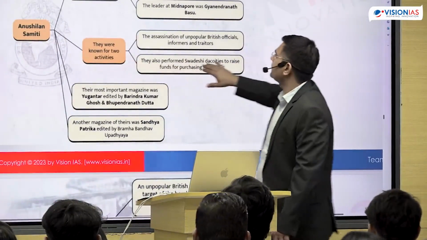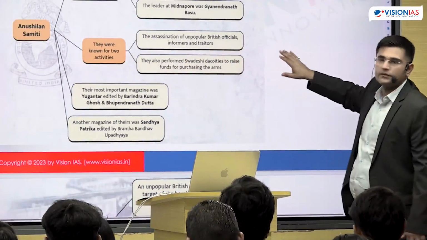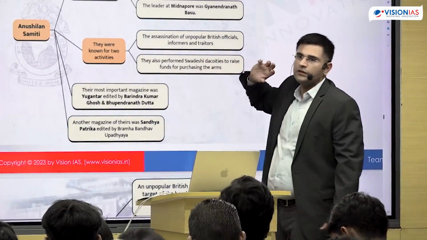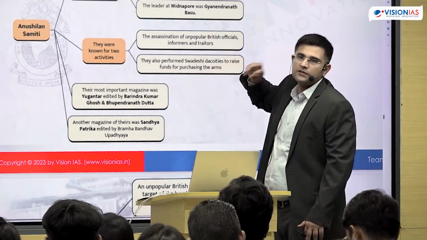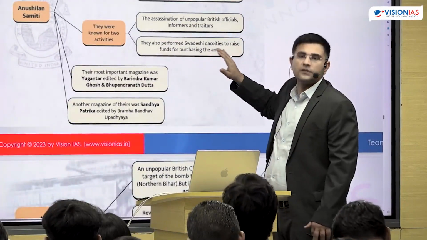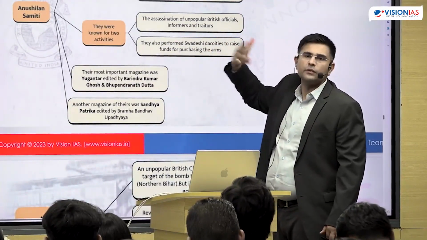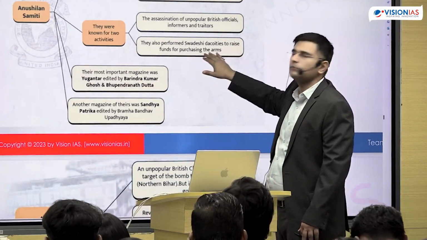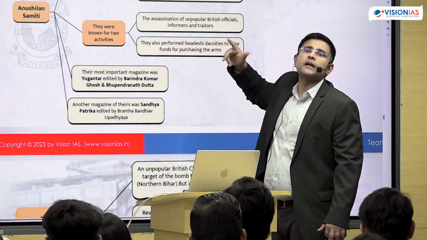They were known for two activities: assassination of unpopular British officers, which we have discussed, that is to remove the fear from the hearts of Indians and instill fear in the hearts of the British. They also performed Swadeshi dacoities. For example, later on the Kakori robbery case is a Swadeshi dacoity. Here, Barra dacoity, the Zamindar of Barra was looted.